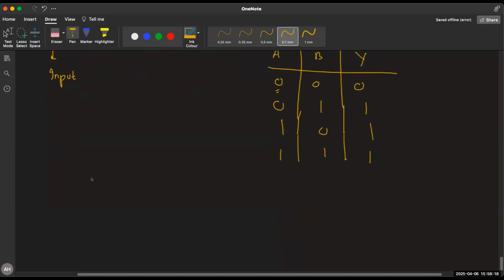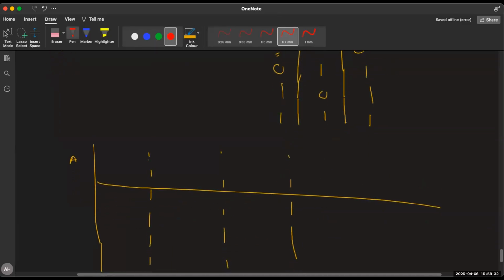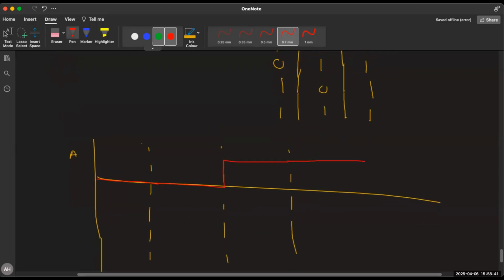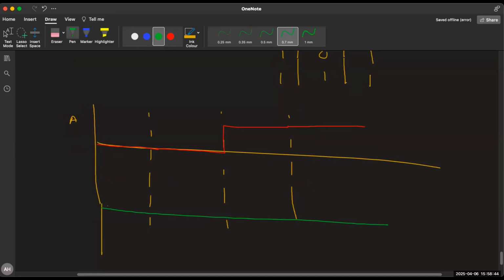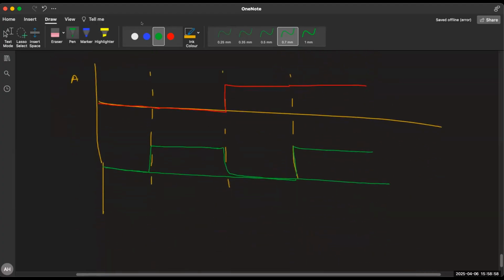Then you have to do it using the waveform also. First, we will draw the waveform for the first input. If it is 0, 0, 1, 1, this is 0, this is 0, this is 1, and this is 1. Then for the second input you have 0, 1, 0, 1. Then the output is 0, 1, 1, 1.